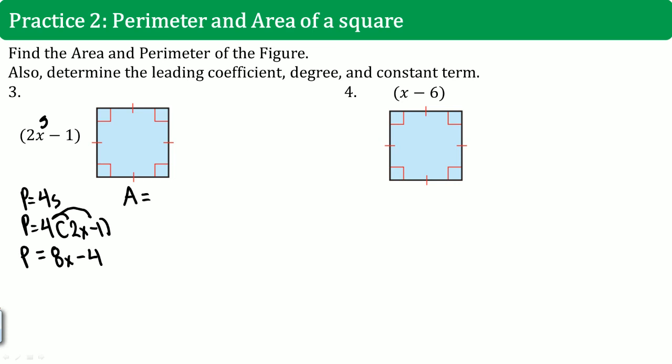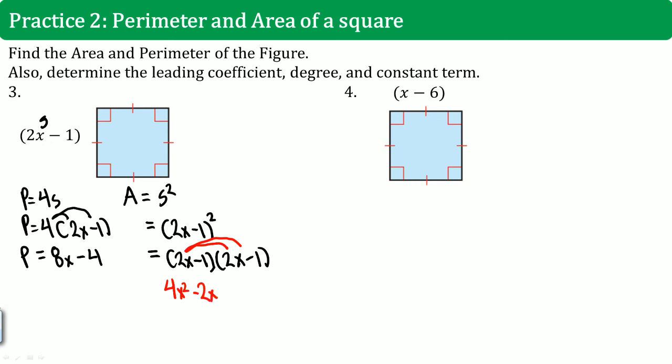The area is going to be side squared. The side here is 2x minus 1. Make sure we square that, so that becomes 2x minus 1 times 2x minus 1. We can now do the distributive property. 2x times 2x gets you 4x squared. 2x times negative 1 gets you negative 2x. Next, you have your negative 1 times 2x. Negative 1 times 2x gets you negative 2x. Negative 1 times negative 1 gets you positive 1.